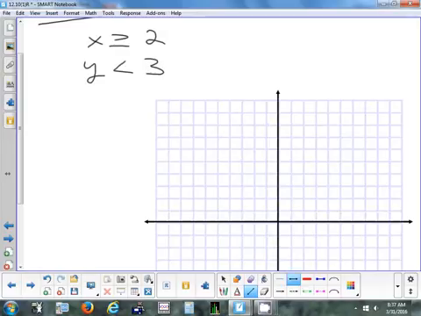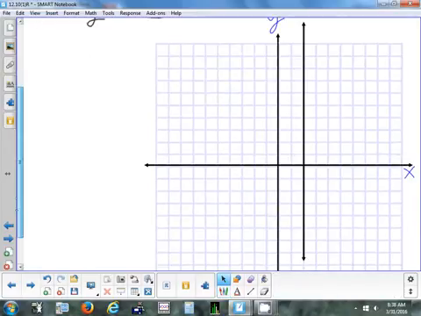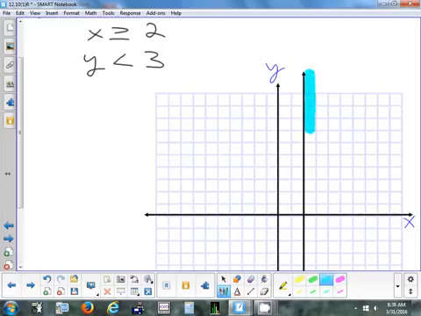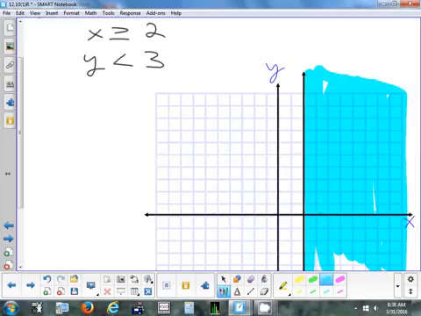This time it's going to be solid. So first one we've done, that's solid. Vertical line, put it at 2. There's a vertical line at 2. This is my x-axis. This is my y-axis. Now, which way do I shade? For x is bigger than 2, where are the numbers that are bigger than 2? To the right. Okay, so shade everything to the right. All right, so we got that.